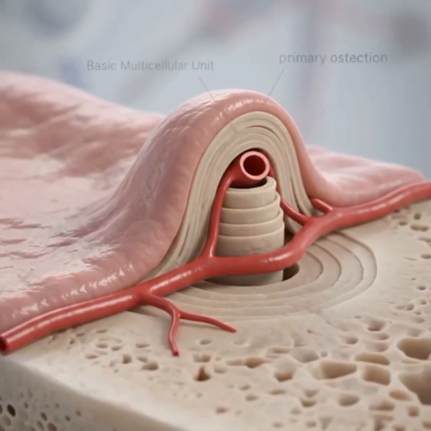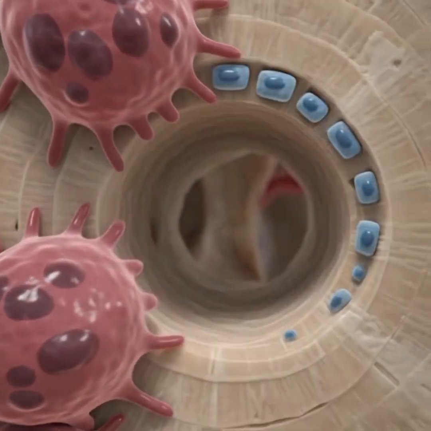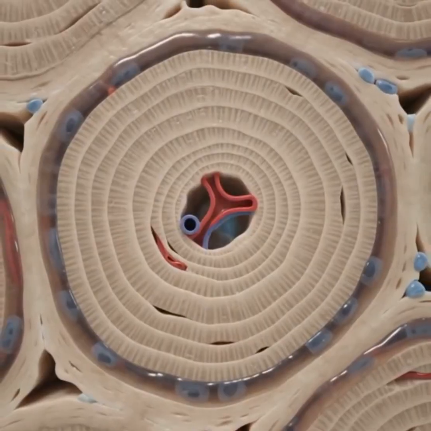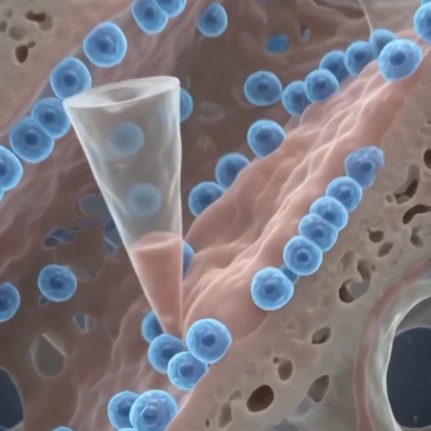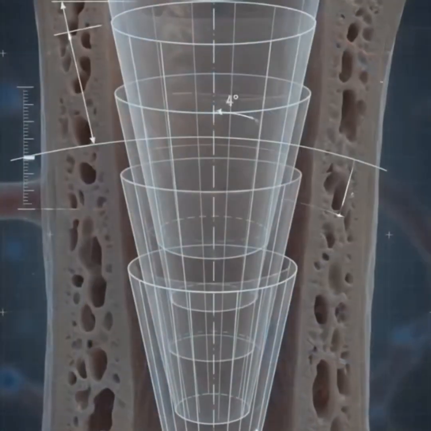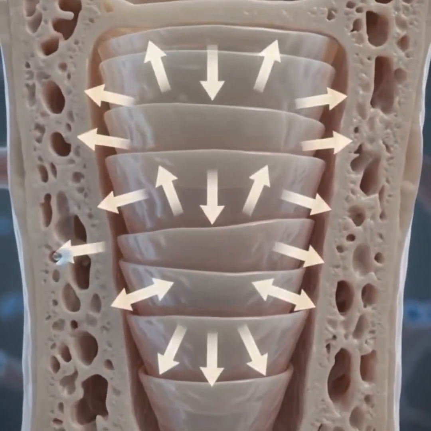Primary osteons form during bone modeling. Secondary osteons replace pre-existing bone. Osteoclasts excavate a tunnel. Osteoblasts deposit layers of osteoid. The closing cone is a tapering front. Newly deposited osteoid follows this conical contour. A stack of cones geometry swept at 4 to 5 degrees. This configuration enhances load bearing.